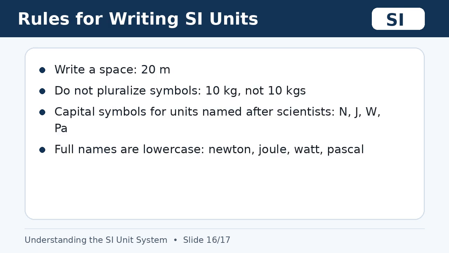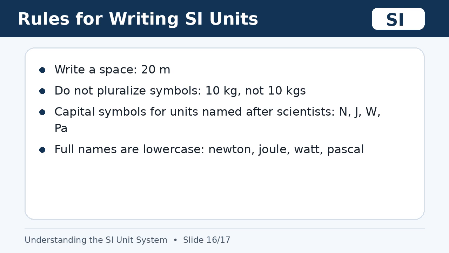When writing SI units, several rules should be followed. First, leave a space between the numerical value and the unit symbol. Write 20 m with a space between the number and the symbol. Second, unit symbols do not have plural forms. We write 10 kg, not 10 kgs.